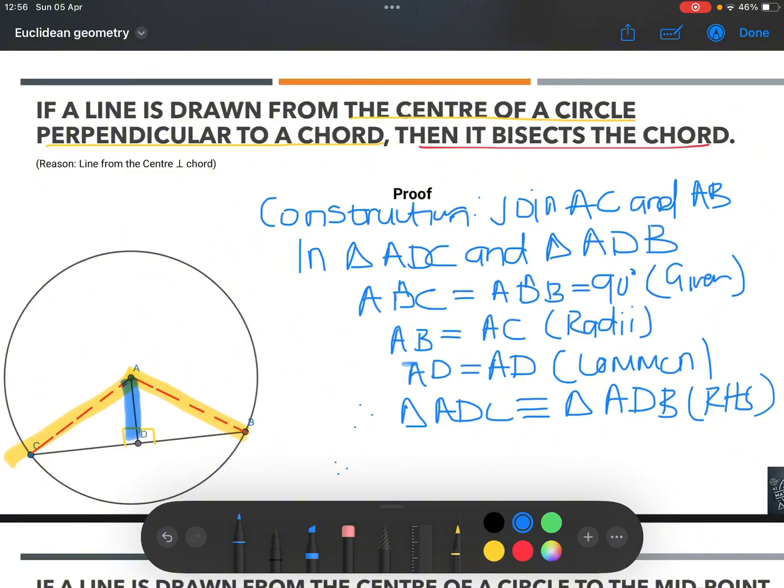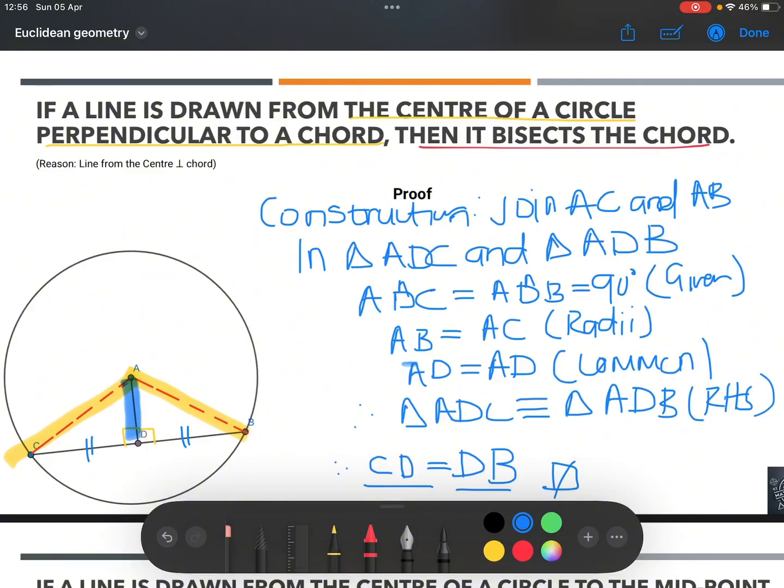The remaining side, which is CD, because we said they are congruent, we said everything is the same in those two triangles. Therefore, CD from triangle ADC is equal to DB. Now you have proven that it bisects the chord, because CD is equal to BD. In that case, we have proven that a line drawn from the center of the circle perpendicular to the chord bisects the chord, it divides the chord.